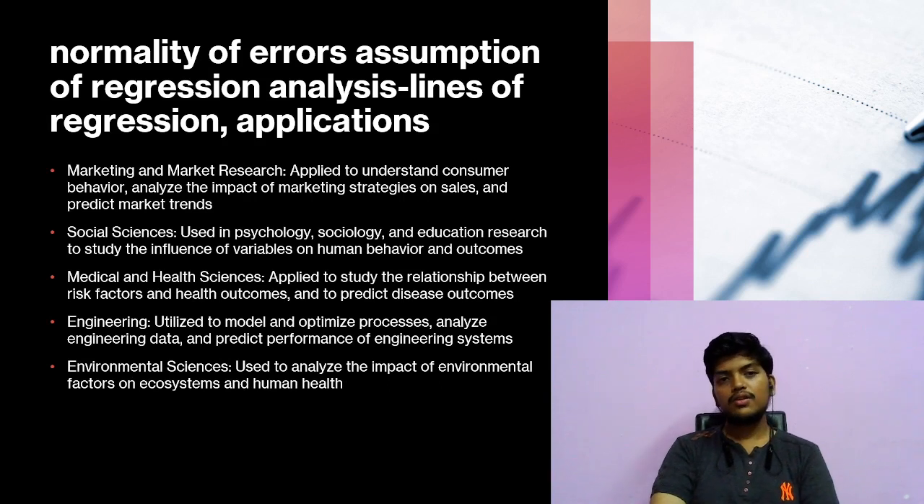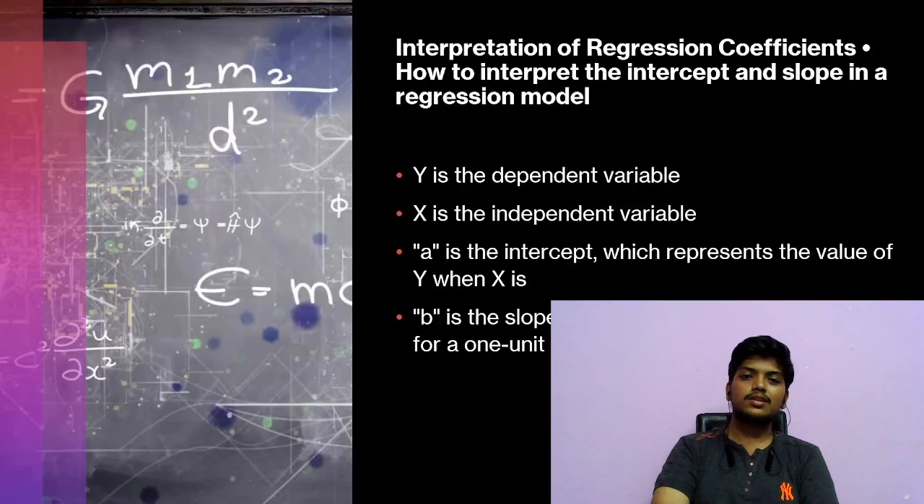Later, in applications of regression analysis, we have marketing and market research, social science, medical and health science, engineering, and environmental science. Market research: analyze the impact of marketing strategies on sales and predict market trends. Social science: the influence of variables on human behavior and outcomes. Health and medical science: analyze health outcomes and predict disease outcomes as well. Engineering: used to model and optimize processes and analyze engineering data. Environmental science: analyze the impact of environmental factors on ecosystems and human health.